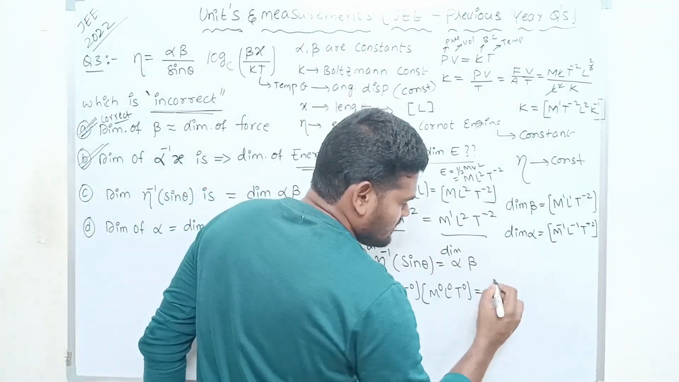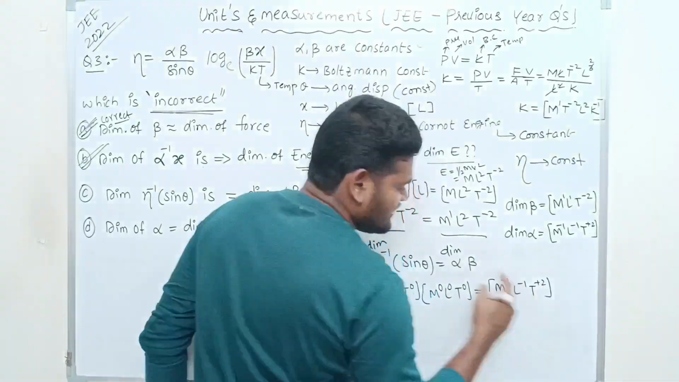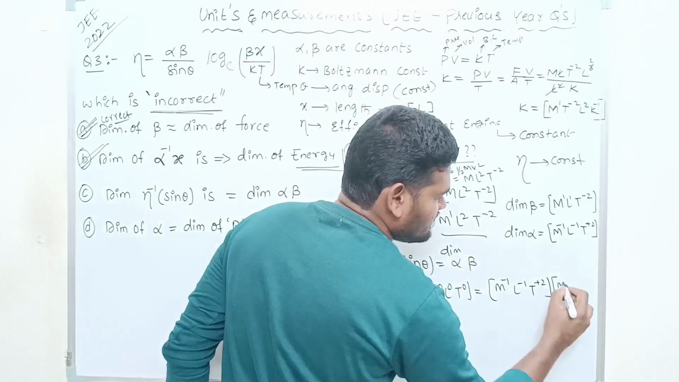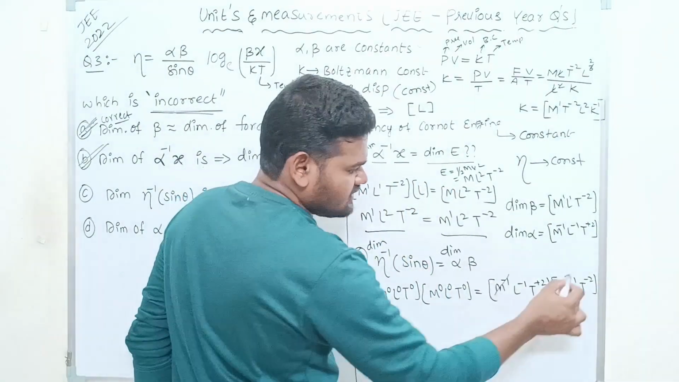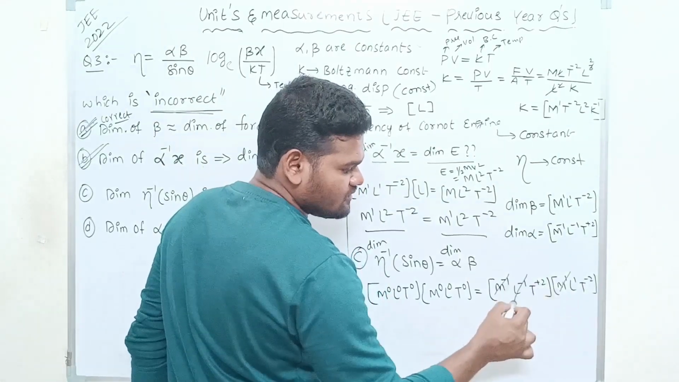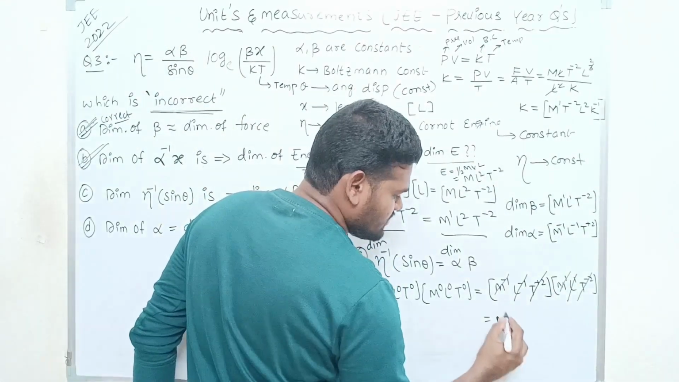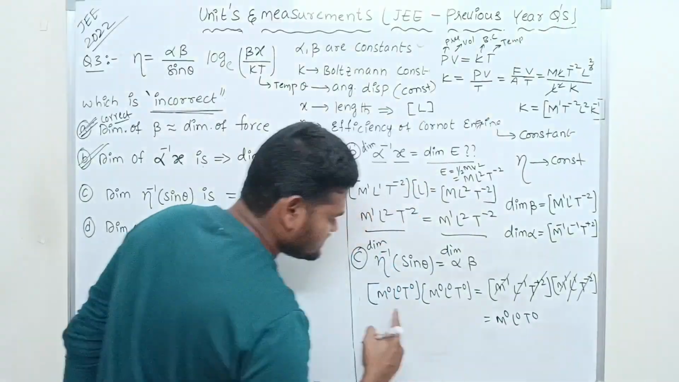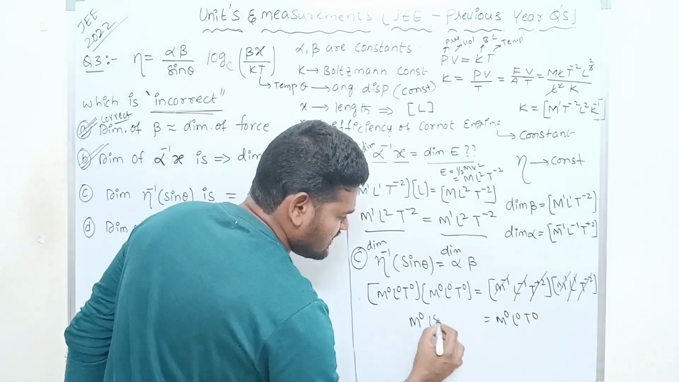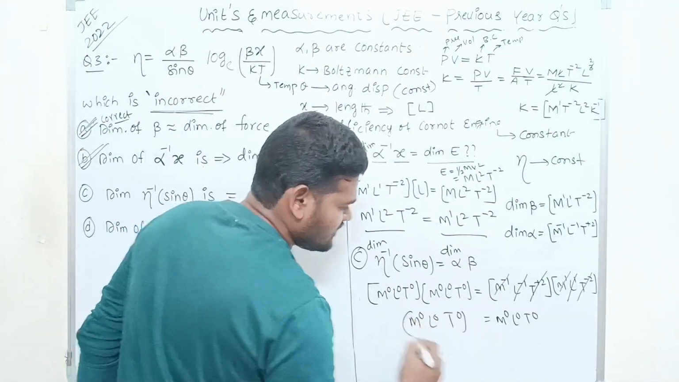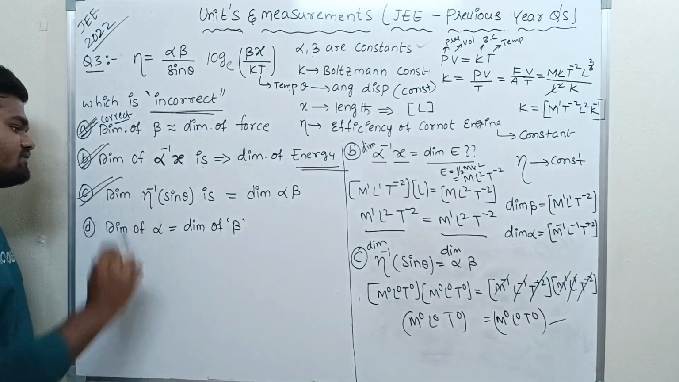Dimension of alpha is M power minus 1, L power minus 1, T power plus 2. Dimension of beta is M power 1, L power 1, T power minus 2. So M power plus 1 and M power minus 1 cancel out, L power minus 1 and L power 1 cancel out, and T power 2 and minus 2 cancel out. So we get M power 0, L power 0, T power 0. So option 3 is also correct.